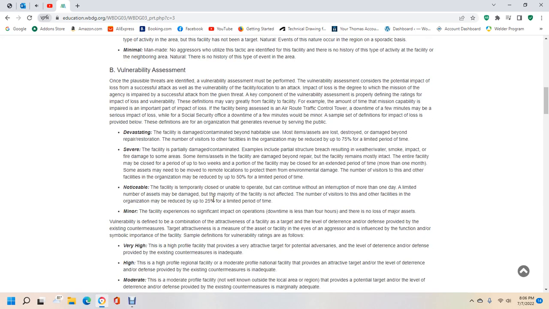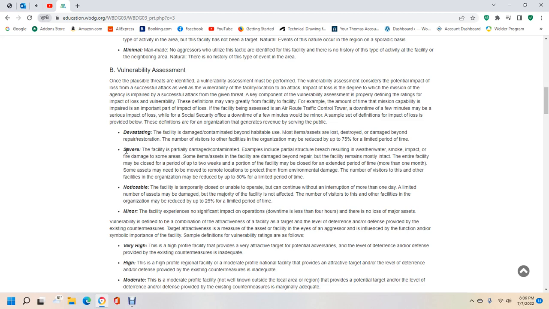Devastating: the facility is damaged or contaminated beyond habitual use. Most items in the facility are lost or destroyed, with damage beyond repair or restoration. The number of visitors to this and other facilities of the organization may be reduced by up to 75% for a limited period of time.